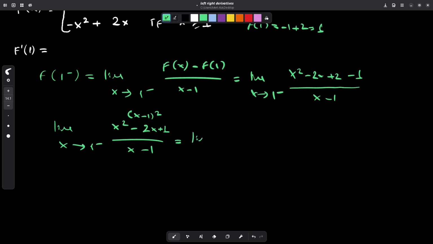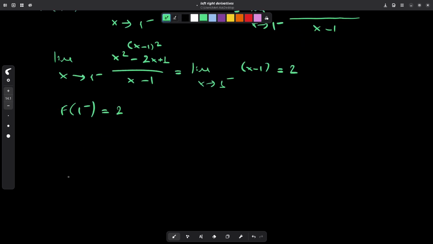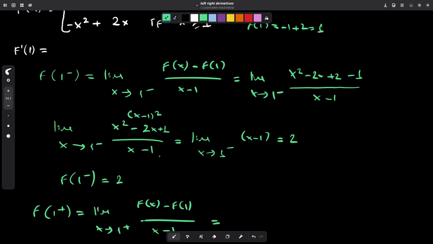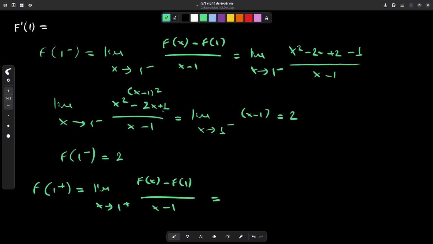So therefore, this limit is equal to the limit as x approaches 1 from the left side of x minus 1, which gives us 0. We can plug this in now. So the left-hand derivative is 0, right? What about the right-hand derivative? The limit as x approaches 1 from the right side of (f(x) minus f(1)) over (x minus 1). We learned this. Let's try to do it faster now.